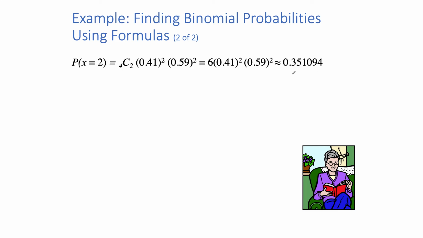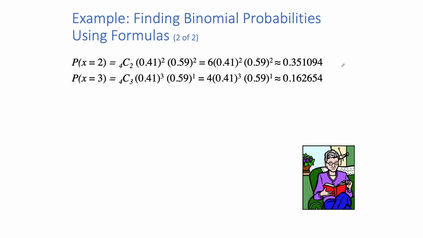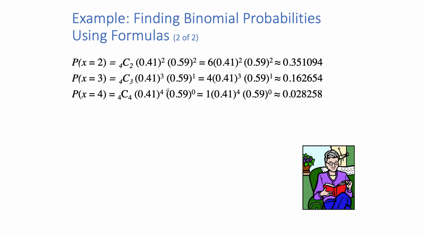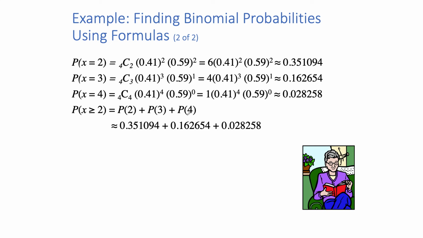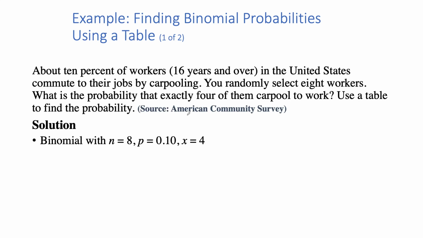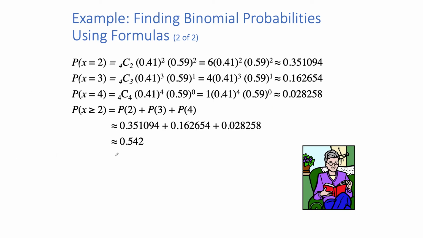Okay, so I can calculate the probability that x will take a value of 2, the probability that x will take a value of 3, and then the probability that x will take a value of 4. The probability that x will take a value greater than or equal to 2 is the probability that x will be 2, plus the probability that x will be 3, plus the probability that x will be 4. So I sum these 3 numbers together, and that tells me the probability of x being greater than or equal to 2, which is 0.542.